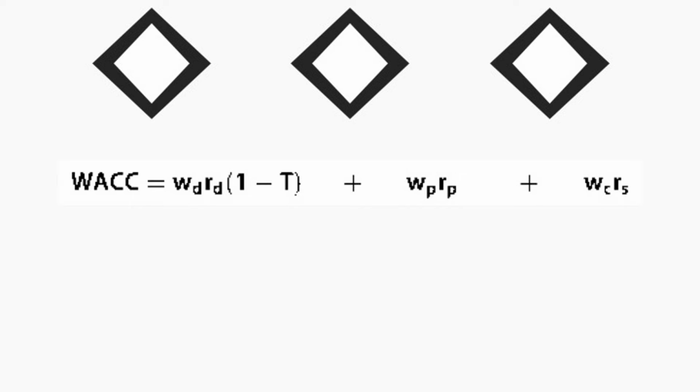Wp is the weight of preferred shares. Rp is the cost of the preferred shares. Wc stands for the weight of common equity. Rs stands for the required rate of return.